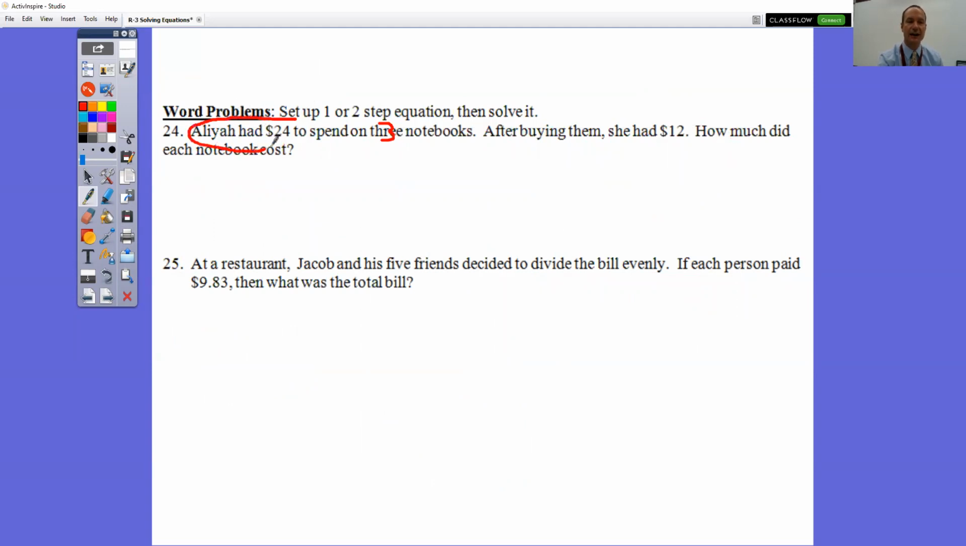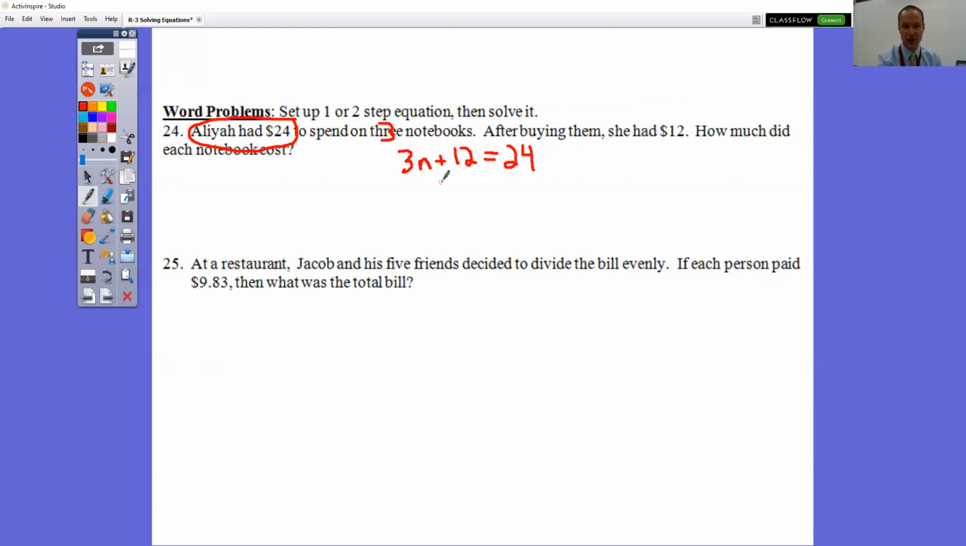Well, it says that she had $24 total to start off with. That's how much money she started off with. So that's her total. That's going to be our equals at the end of our equation. She bought 3 notebooks, so what I'm going to write for 3 notebooks is 3N: 3 times the cost of 1 notebook. After buying them, she had $12, so $12 was her change. So when you add together the price of the notebooks and her change after she bought them, that gives you your $24 that you started off with.